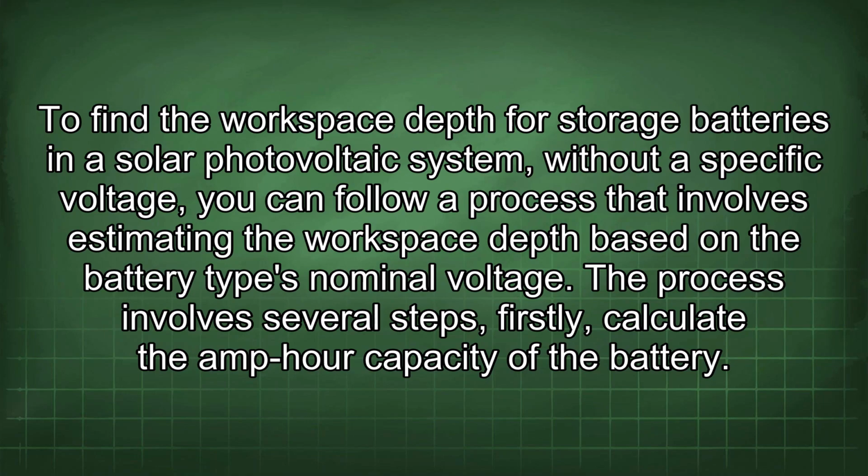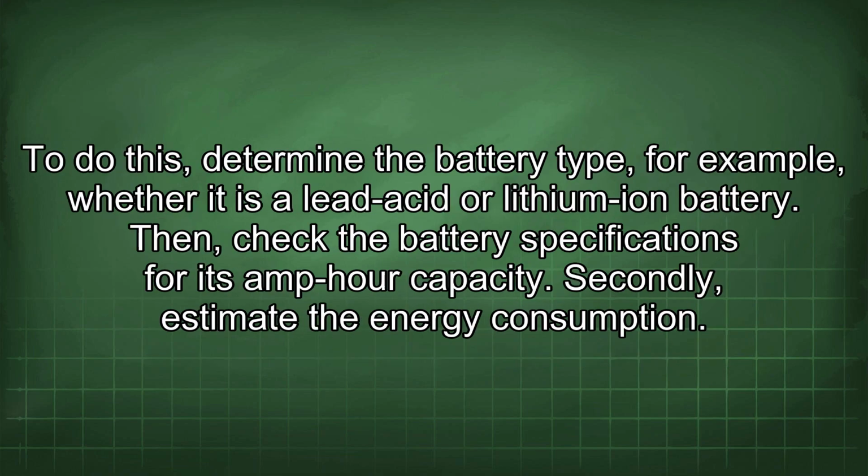To find the workspace depth for storage batteries in a solar photovoltaic system without a specific voltage, you can follow a process that involves estimating the workspace depth based on the battery type's nominal voltage. The process involves several steps. Firstly, calculate the amp-hour capacity of the battery. To do this, determine the battery type, for example, whether it is a lead-acid or lithium-ion battery. Then check the battery specifications for its amp-hour capacity.